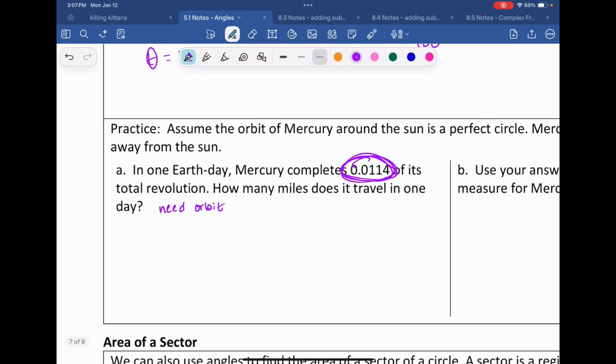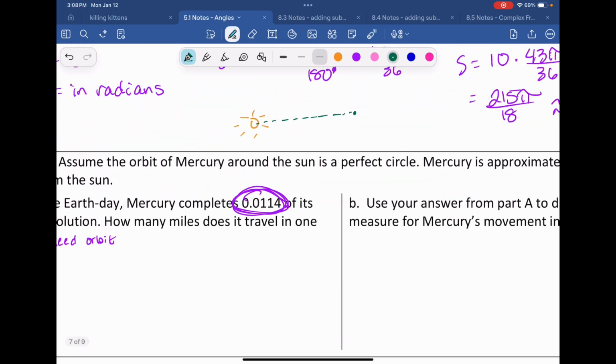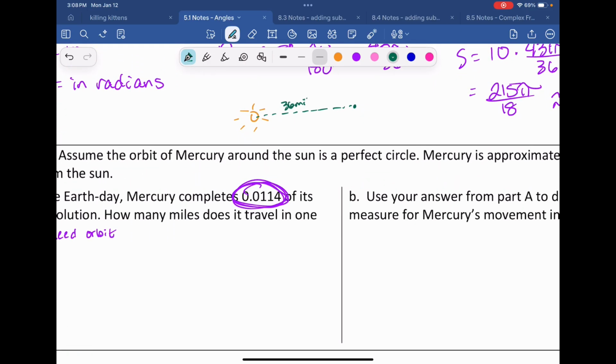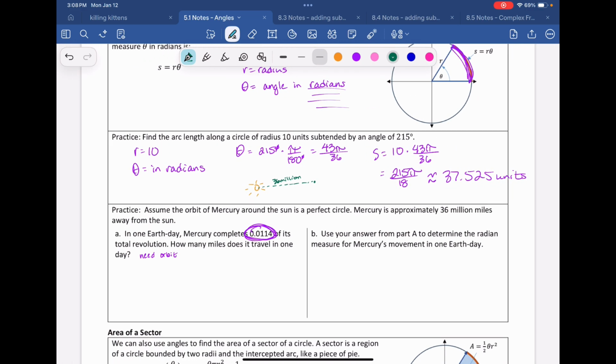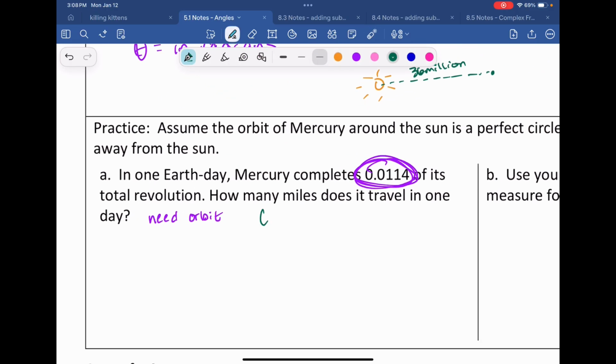All right, now, again, let's look at this. We have the sun, and we have Mercury way out here. So I know its distance. What did it say? It's 36 million miles. Well, I can find its orbit by finding circumference. Circumference equals 2 pi times the radius. So 2 pi times 36 million, which is 72 pi million.